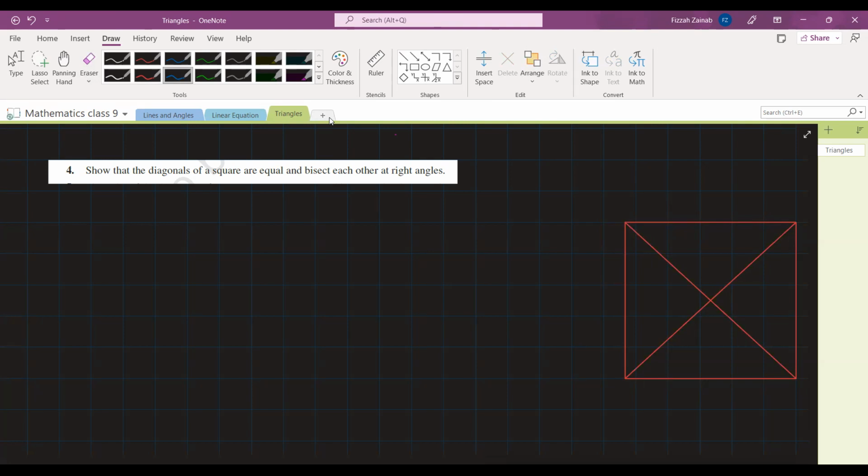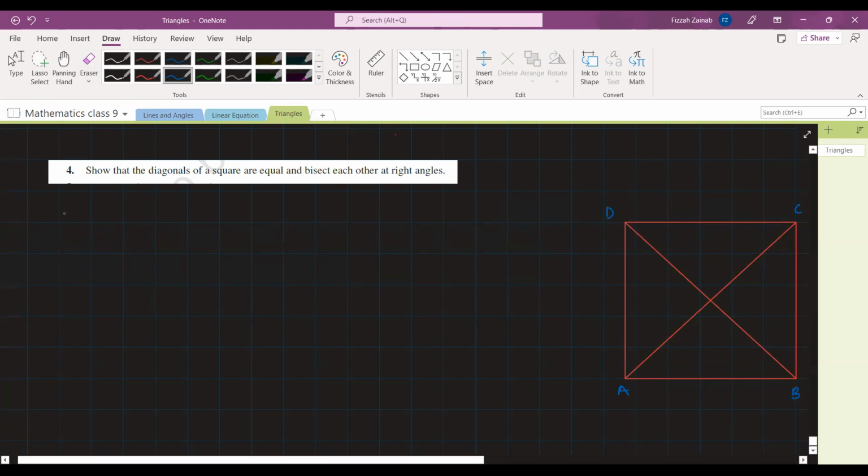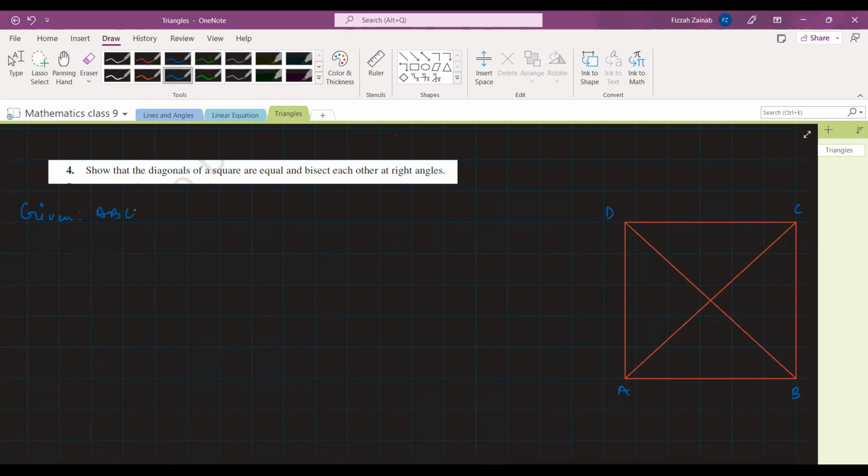Now see here, show that the diagonals of a square, right? So first of all, what is given to you? If I call it A, B, C, and D, so it's a square. This is given, that A, B, C, D is a square. You have to show that the diagonals are equal. That means to show AC is equal to BD, right?